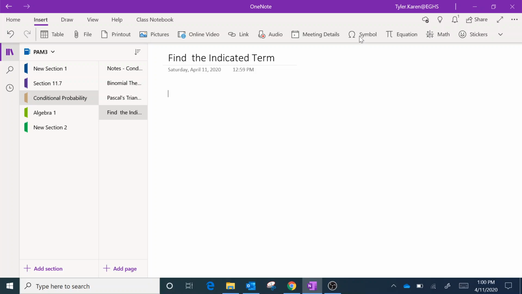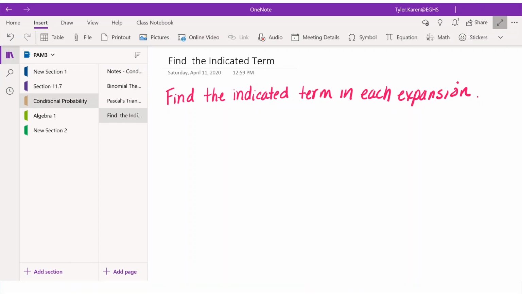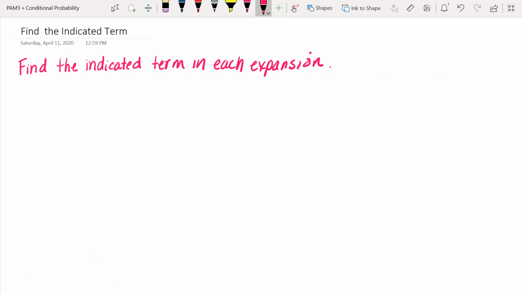All right, so we're going to have directions today that say find the indicated term in each expansion. This is something that you absolutely could see on the ACT, SAT, something along those lines. So here we go.